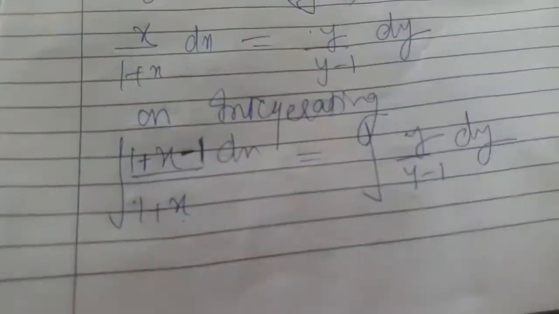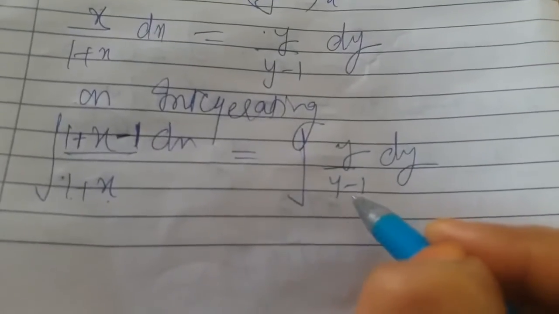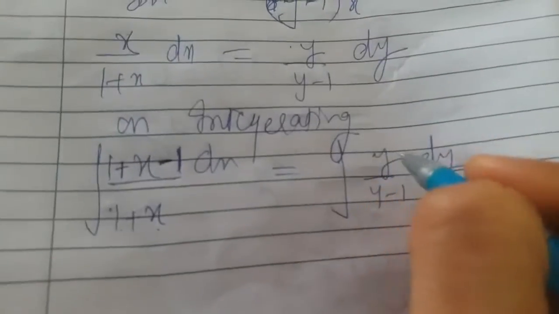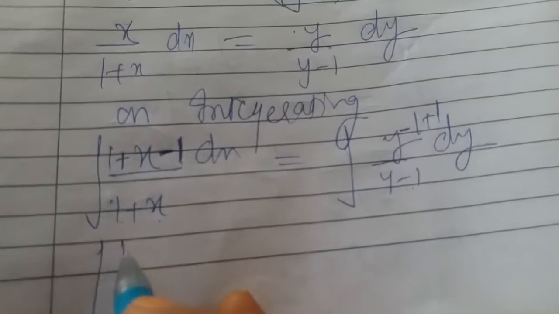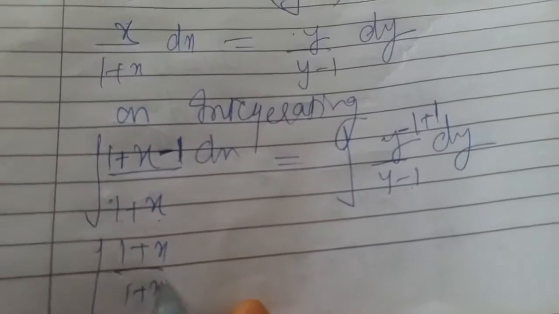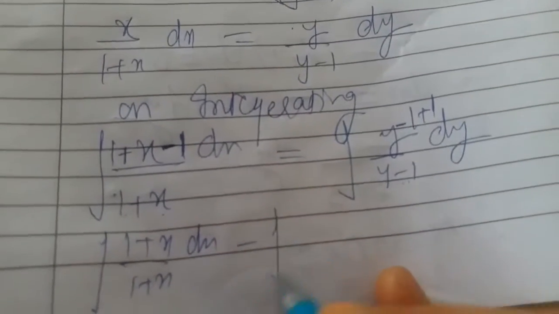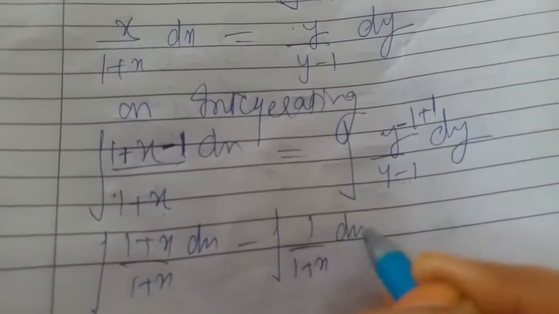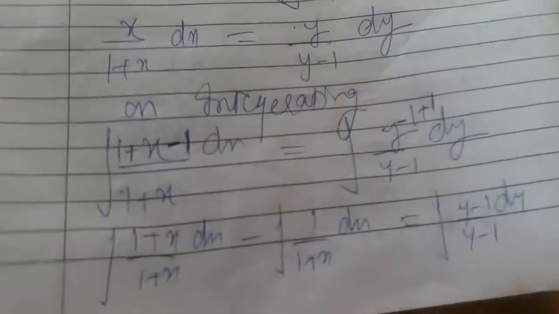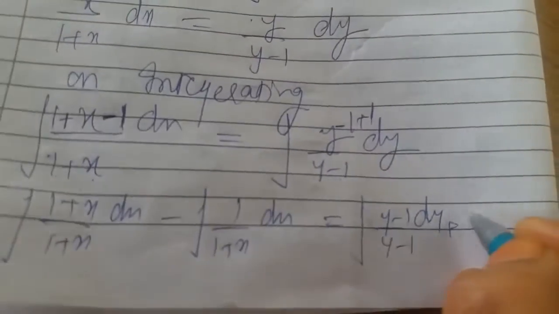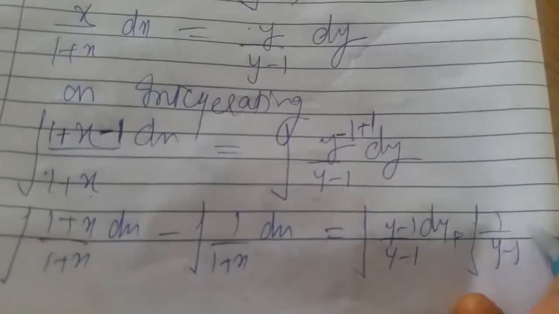Add 1 and subtract 1. Similarly here we have y minus 1 in the denominator, so subtract 1 and add 1 and then separate them. So it is (1 plus x) upon (1 plus x) dx minus 1 upon (1 plus x) dx equals (y minus 1) upon (y minus 1) dy plus 1 upon (y minus 1) dy.